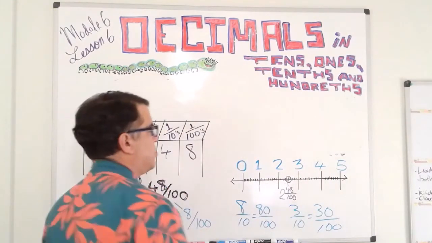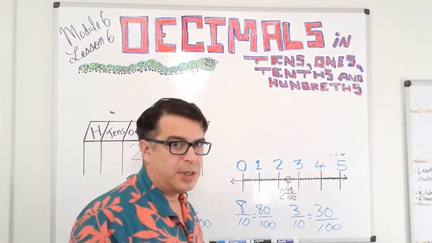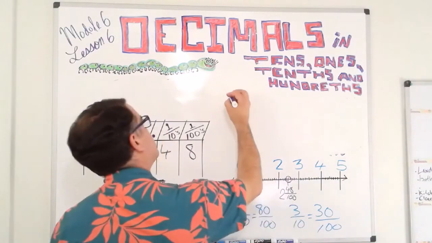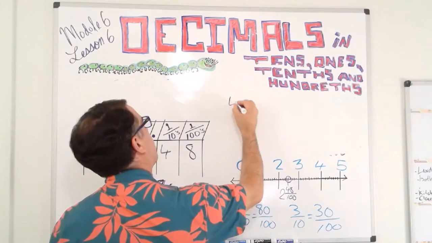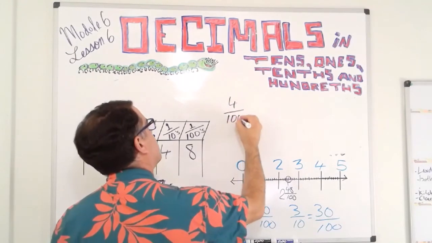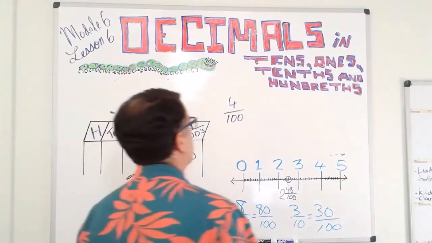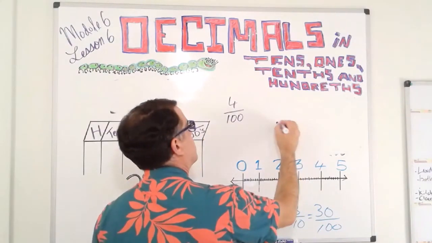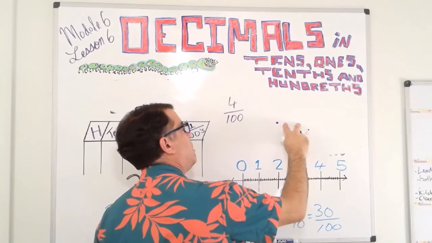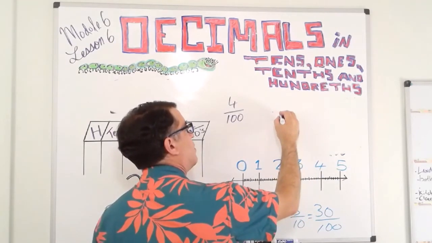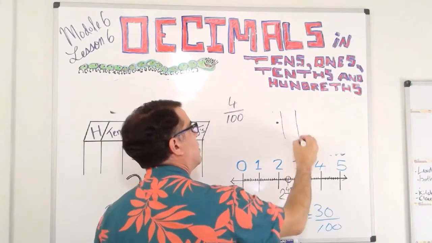Okay, let me show you some tricky examples of decimals that might confuse you at first. What if I said 4 hundredths? When you have a case like this, remember, you want to use the second place after the decimal point. Remember that you have tenths and hundredths here.